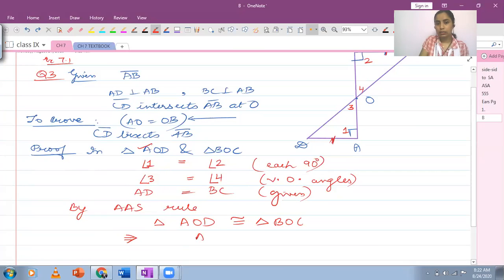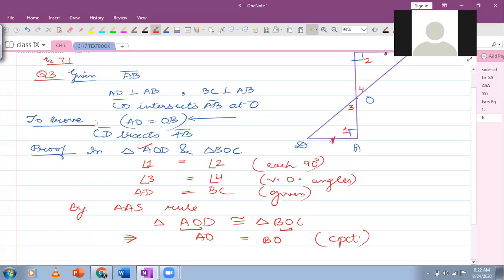So from here I can write down that AO, the line segment formed by the first two vertices, is equal to the line segment formed by the first two vertices. So side AO of the first triangle is equal to side BO of the second triangle, and the reason for this is that these are the corresponding parts of congruent triangles.